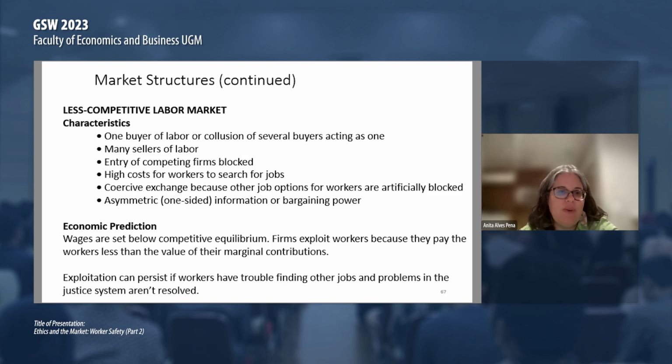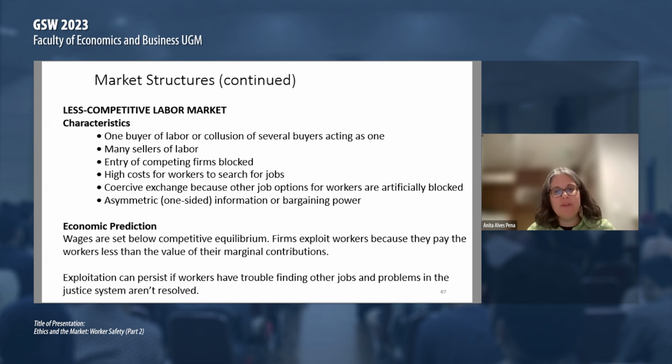But we have many sellers of labor. So we have many of these would-be workers out there on the supply side, right? And so we have market power on one side of the market, but not the other. We would have entry of competing firms being blocked, right, because of this one buyer of labor, a collusion factor. There are high costs for workers who search for jobs, and worse terms of exchange because other job options for workers are artificially blocked, because we don't have free entry and free exit. There's some kind of barrier to entry in this market. And our information may be one-sided, what we call asymmetric information, or one-sided bargaining power, some inequity in bargaining power between the buyer of labor, the firm that has market power, and the individual worker by themselves, who has much less bargaining power.